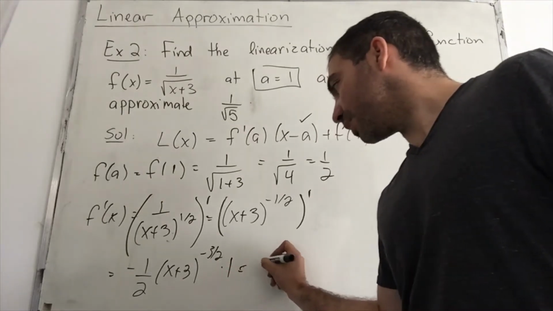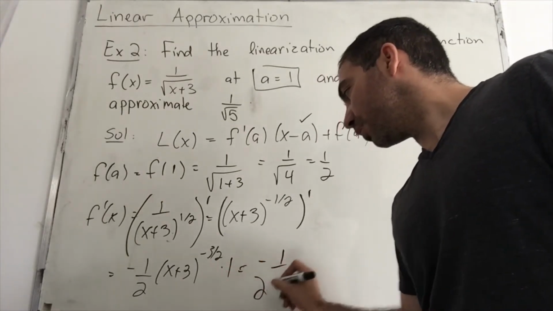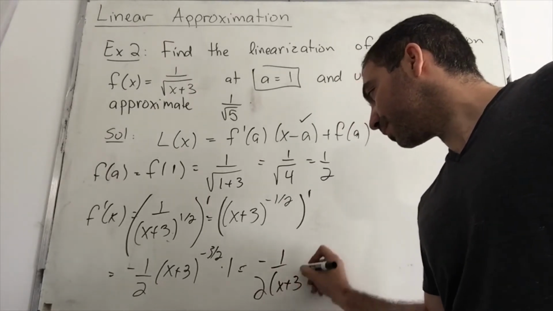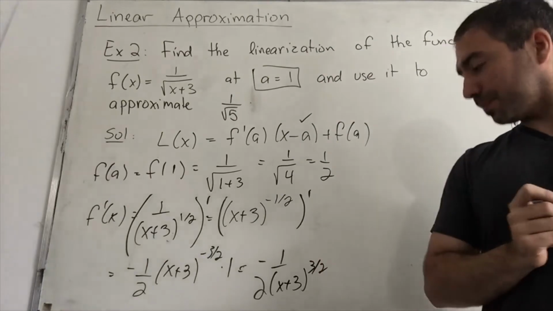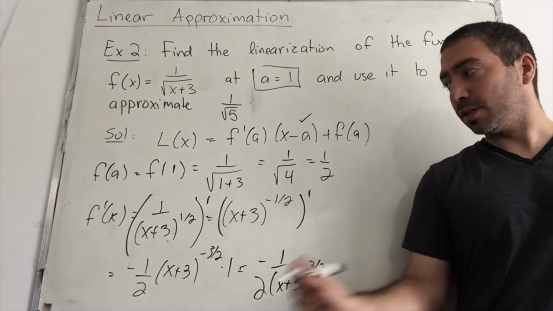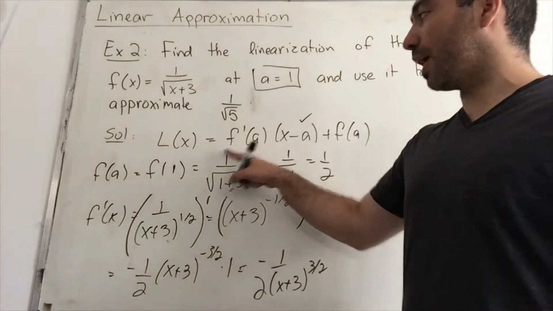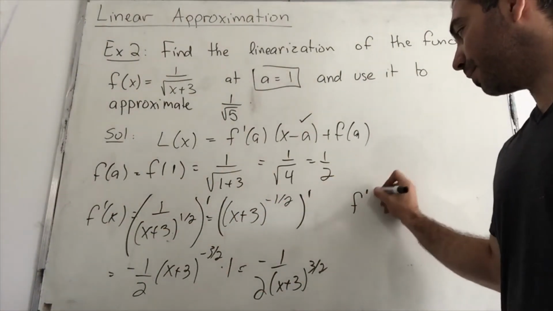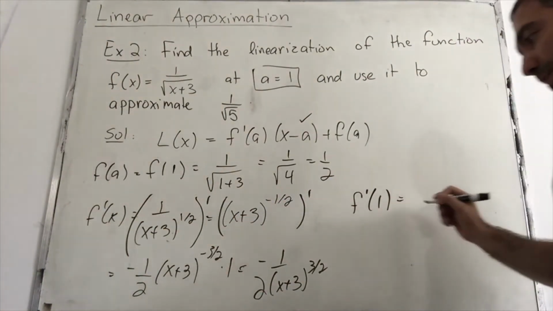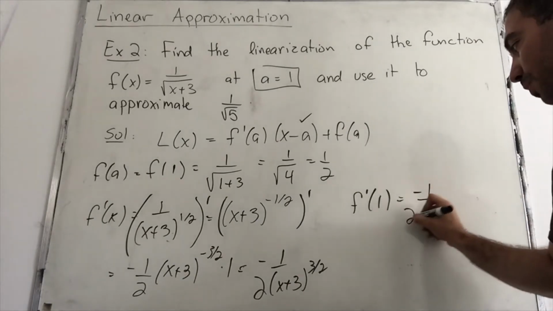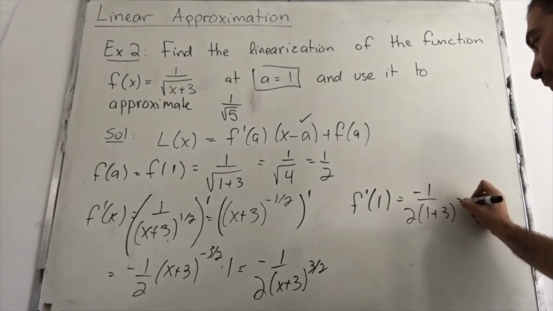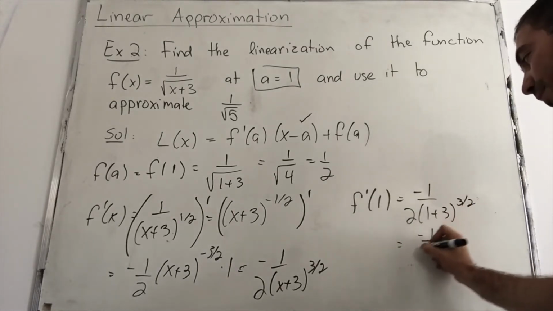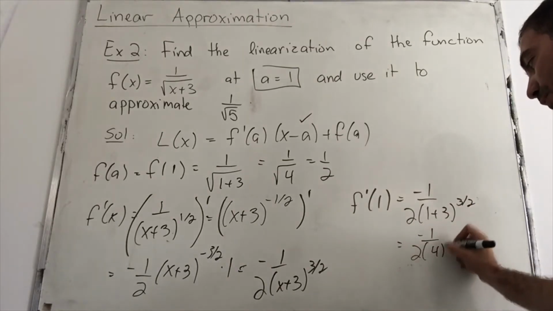We could take one step further and rewrite it as negative 1 on top, 2 on the bottom, (x plus 3) to the 3/2. Okay. So this is the derivative. Now we're going to substitute because we want f prime of a. So we're going to substitute 1 into our derivative, giving us negative 1 over 2 times (1 plus 3) to the 3/2. Okay. 1 plus 3 is 4, so we get negative 1 over 2 times 4 to the 3/2.